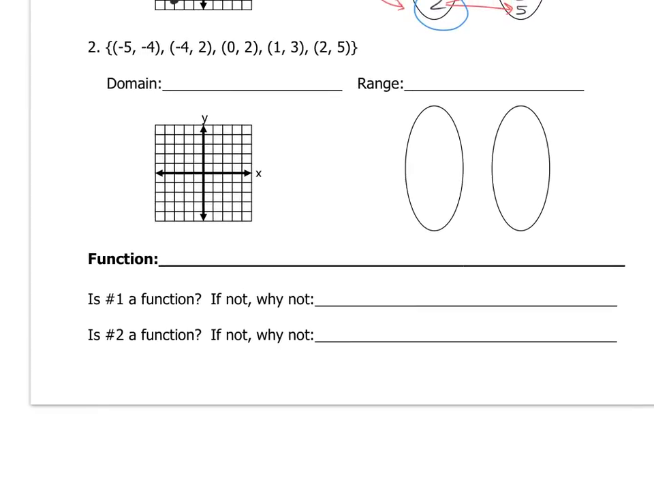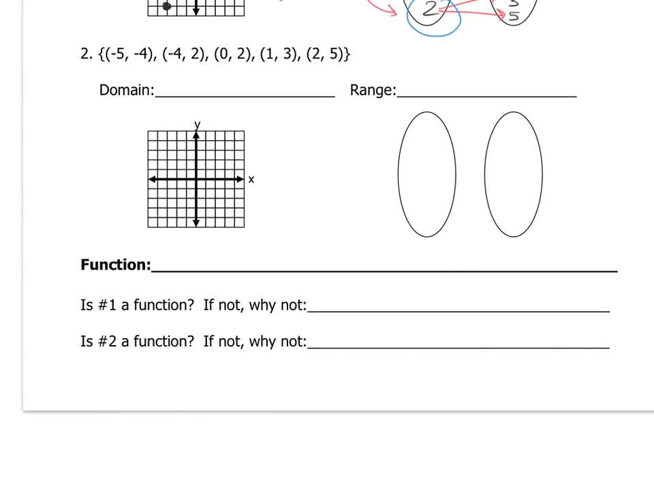Let's check if number 2 is a function. We're going to do the exact same thing. Let's state the domain. I'm just going to do the domain first. I have -5 from the first point. I have -4, then 0, then 1, then 2. If you notice, I just got those guys by stealing the x values of each of the coordinates. I'm going to list the exact same numbers in my Easter egg here. It doesn't really matter the order in which you list these as long as you don't repeat yourself.